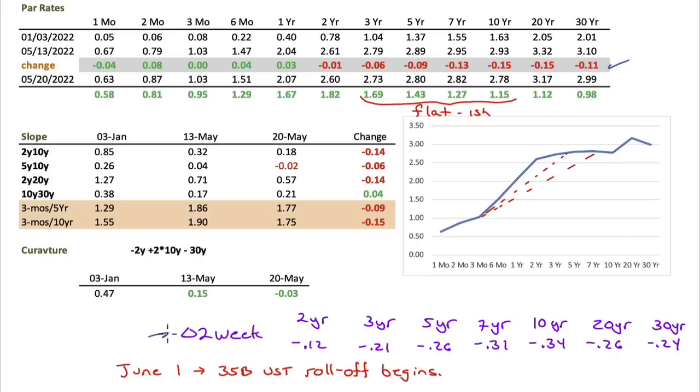I have the total 2-week change in rates down here, with the 2-year dropping 12 basis points, the 10-year dropping 34 basis points over the last 2 weeks. So 2 out to the 30. For the last 10 years, we had a situation where bonds went up, stocks went up. And for the first 4.5 months of this year, stocks went down, bonds went down. For the last 2 weeks, stocks went down, bonds went up.